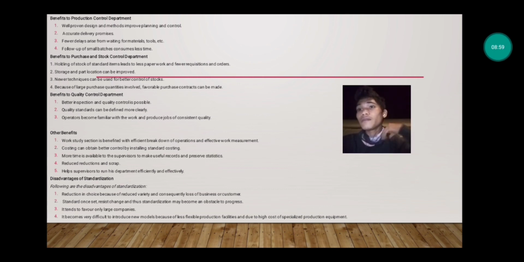Accurate delivery promises. Kung mag-deliver man galing, kung maglaong yung delivery, kinahanglan tuman gayud. Third, few delays arise from the waiting of materials and tools. Kung man mga ma-delay dapat mapasabot mo sila, sang materials tools etc. Follow-up of small branch of customer list time.